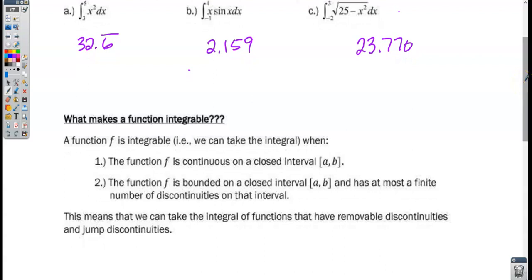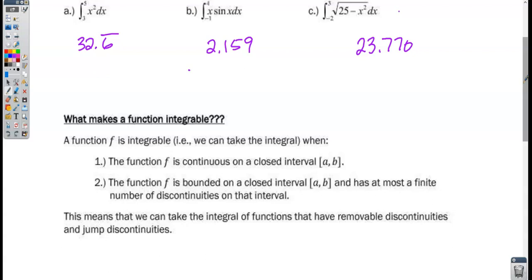What makes a function integrable? Function f is integrable when the function is continuous on a closed interval from a to b, and it's bounded on the closed interval, and has at most a finite number of discontinuities on that interval. So no infinite discontinuities for integrability, but as long as it has only discontinuities that are finite in nature and that there are a finite number of them, we can take the integral.